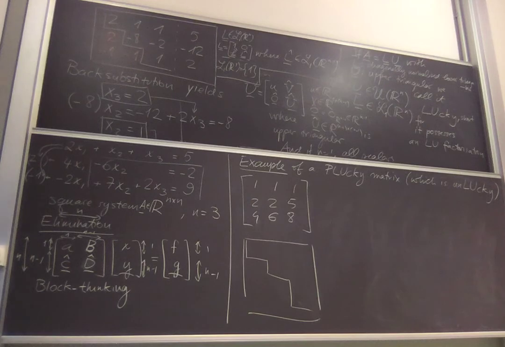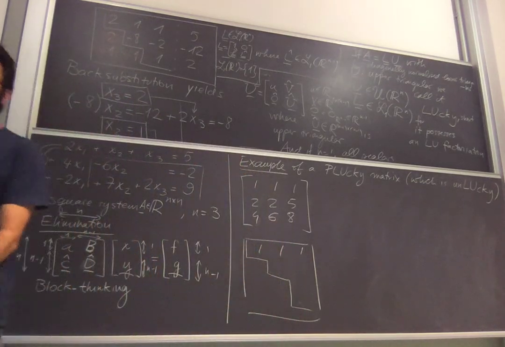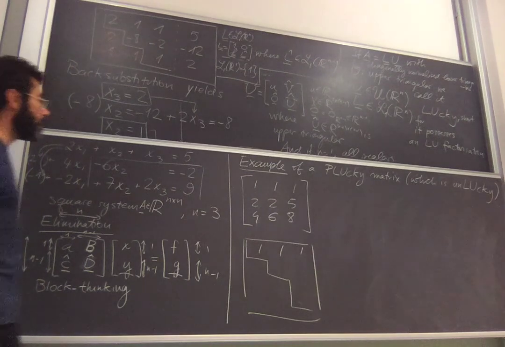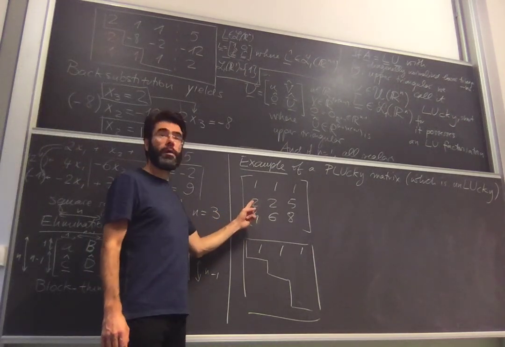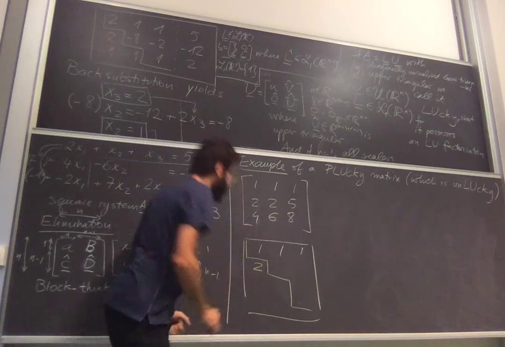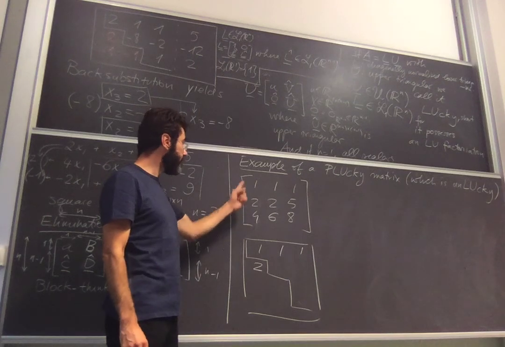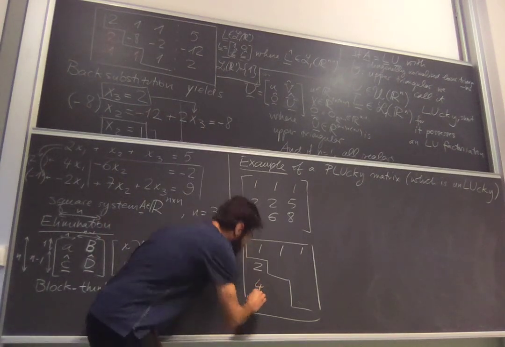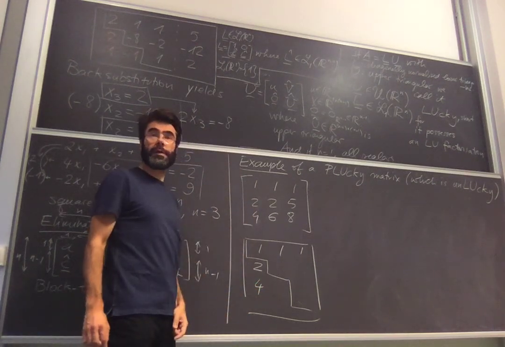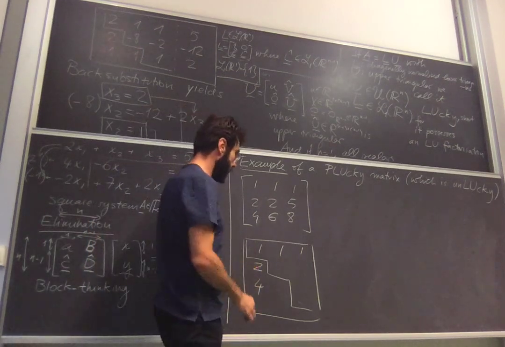The first row is 1, 1, 1. That's easy, you just copy. Now for the second one, you have to multiply the first one by 2. And you have to multiply the first one by 4 to kill off this one and this one. So then you form this.